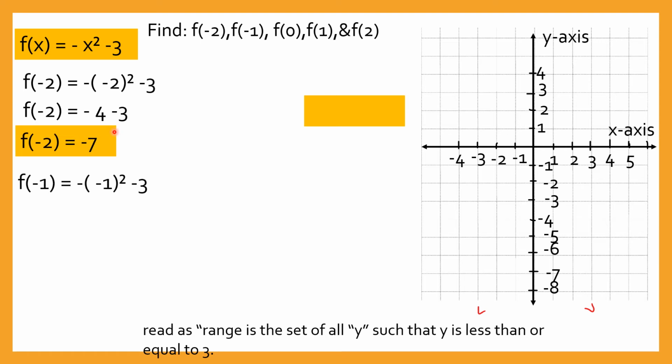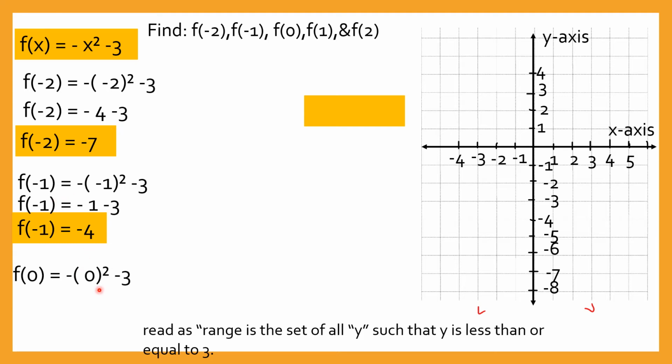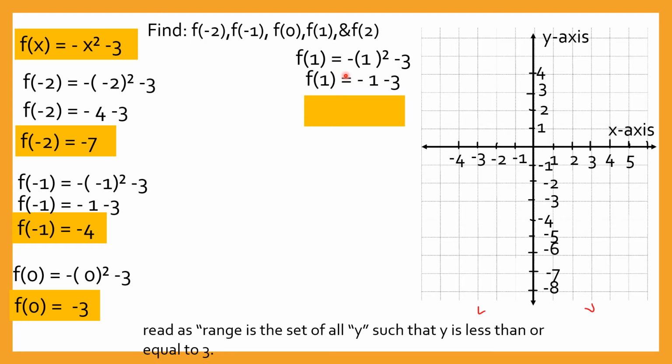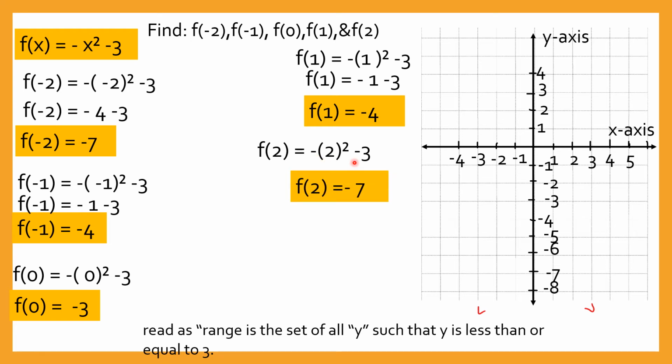If you have negative 1, so here, negative 1 squared is 1. So negative 1 minus 3, that is negative 4. f of 0, that is equal to negative 3. And f of 1, so here 1 squared, that is 1, but there is a minus sign or negative here, so negative 1 minus 3, that is negative 4. And the last one is f of 2. f of 2 is equal to negative 2 squared, that is 4. So negative 4 minus 3, that is negative 7.